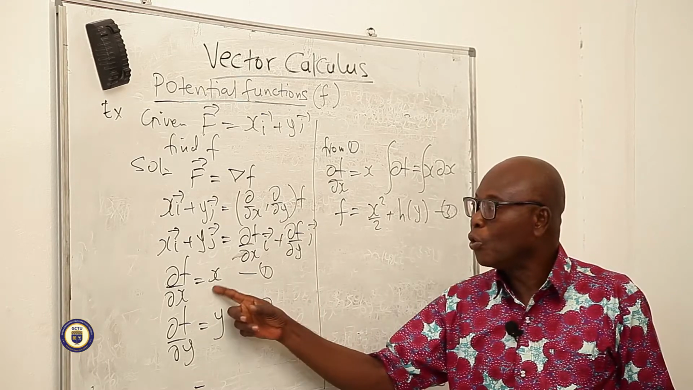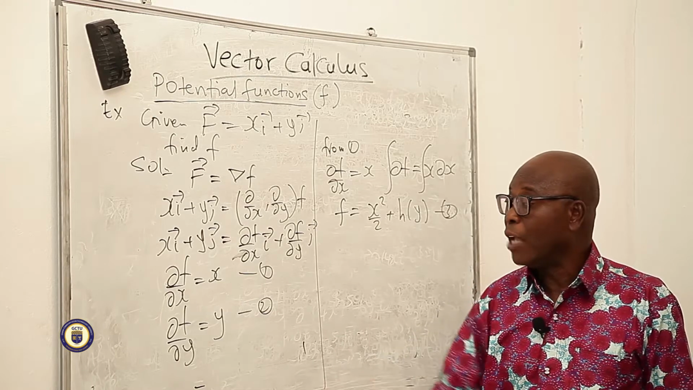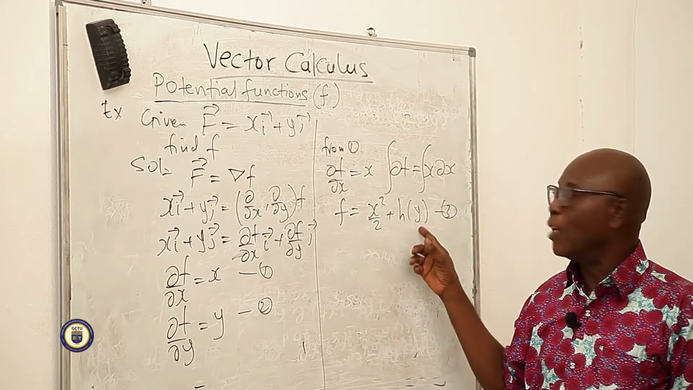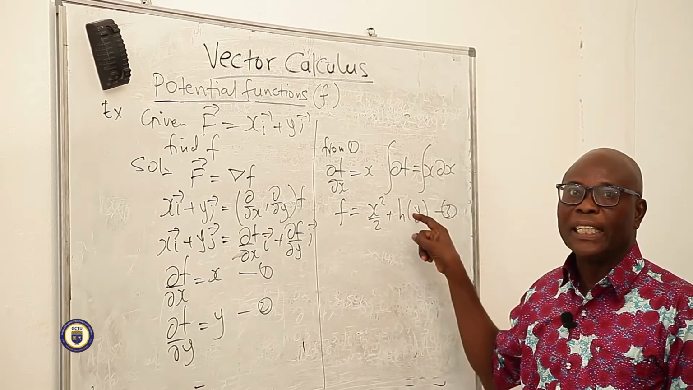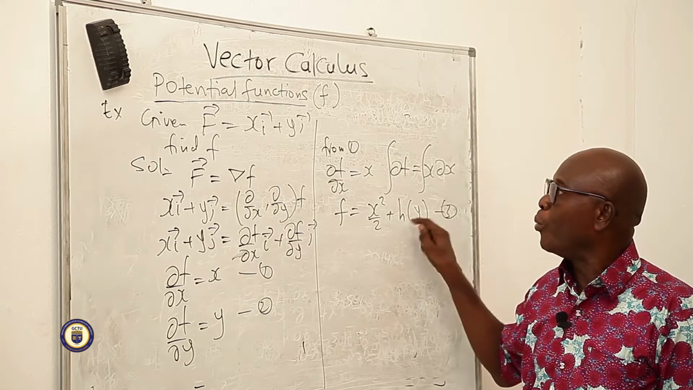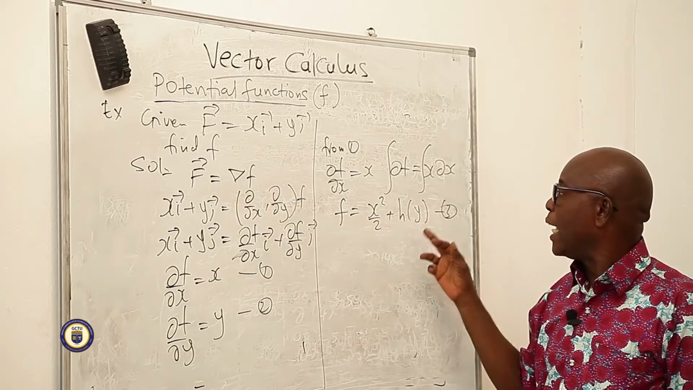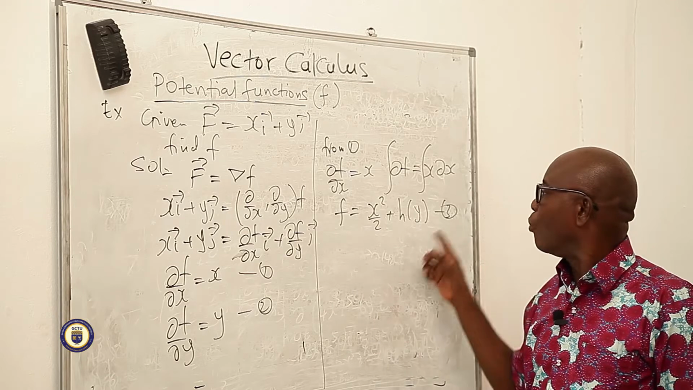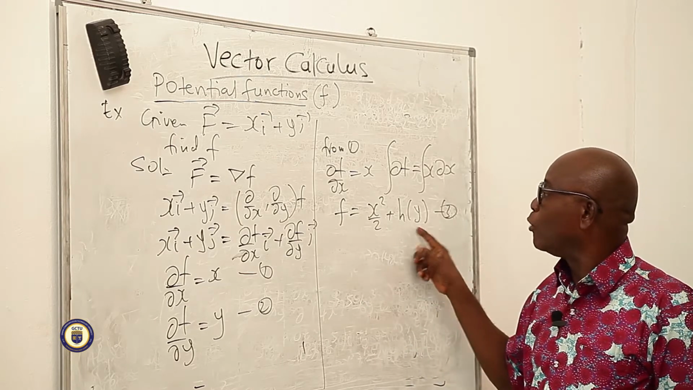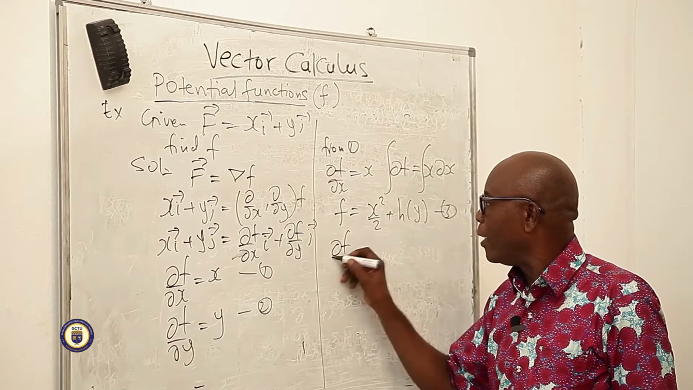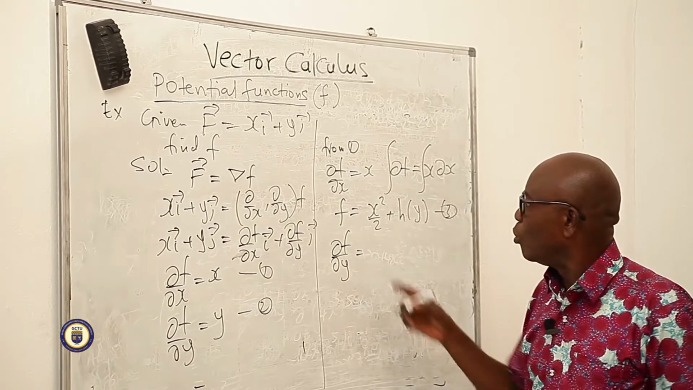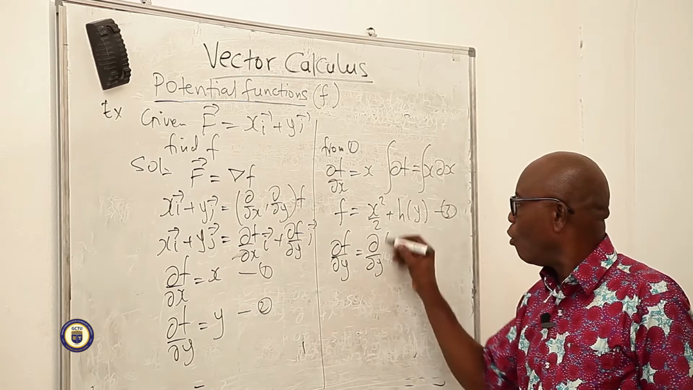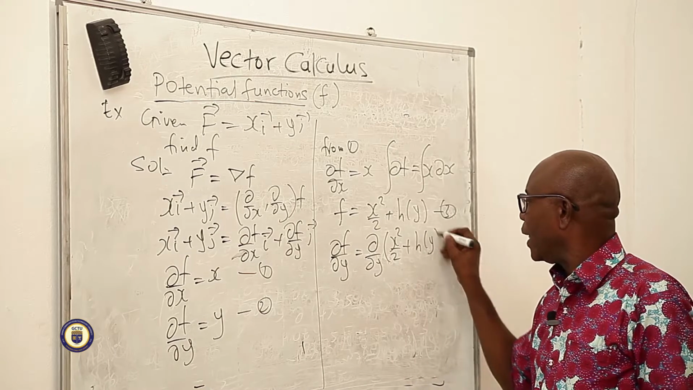Now, we have used only the first one. We have not used the second one. And so f is defined as x squared over 2 plus h of y. We need to find this function of y before we actually solve the problem. Then how do we get the function in y? We differentiate equation 3. If we differentiate equation 3 with respect to y, we're going to have partial f partial y equal to, whatever you do to the left, you do the same thing to the right, partial y of x squared over 2 plus h of y.